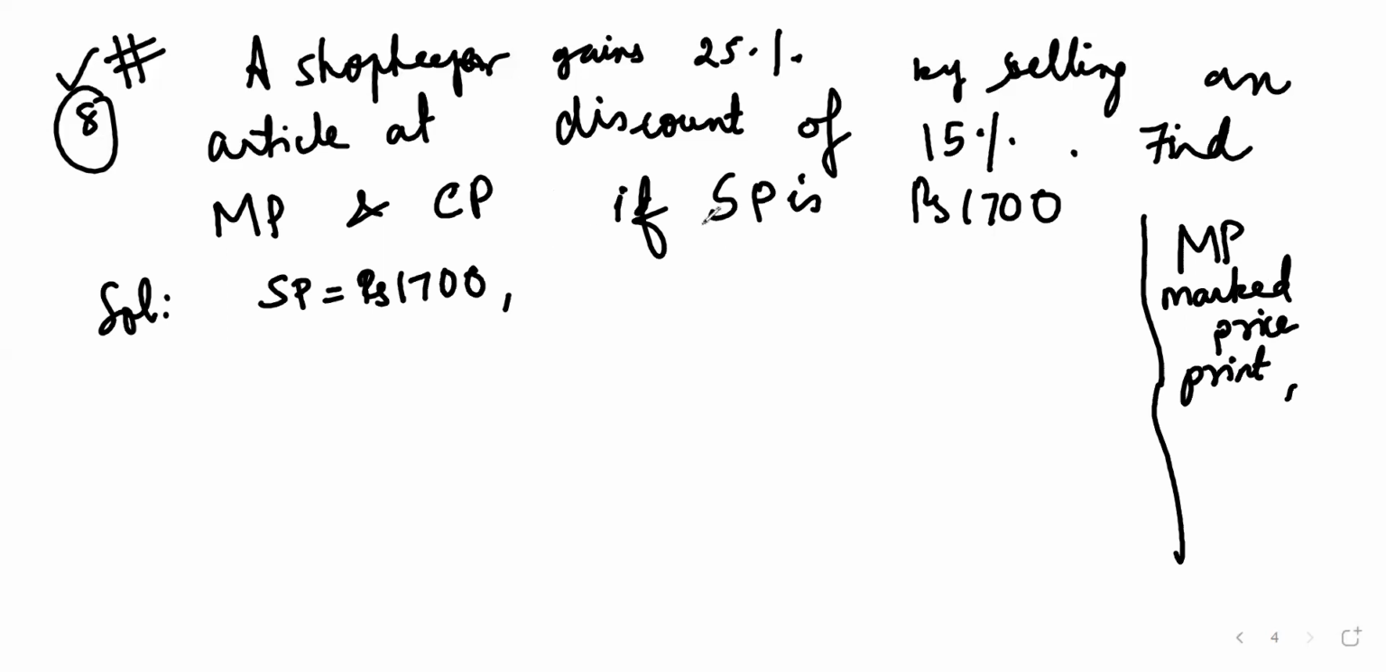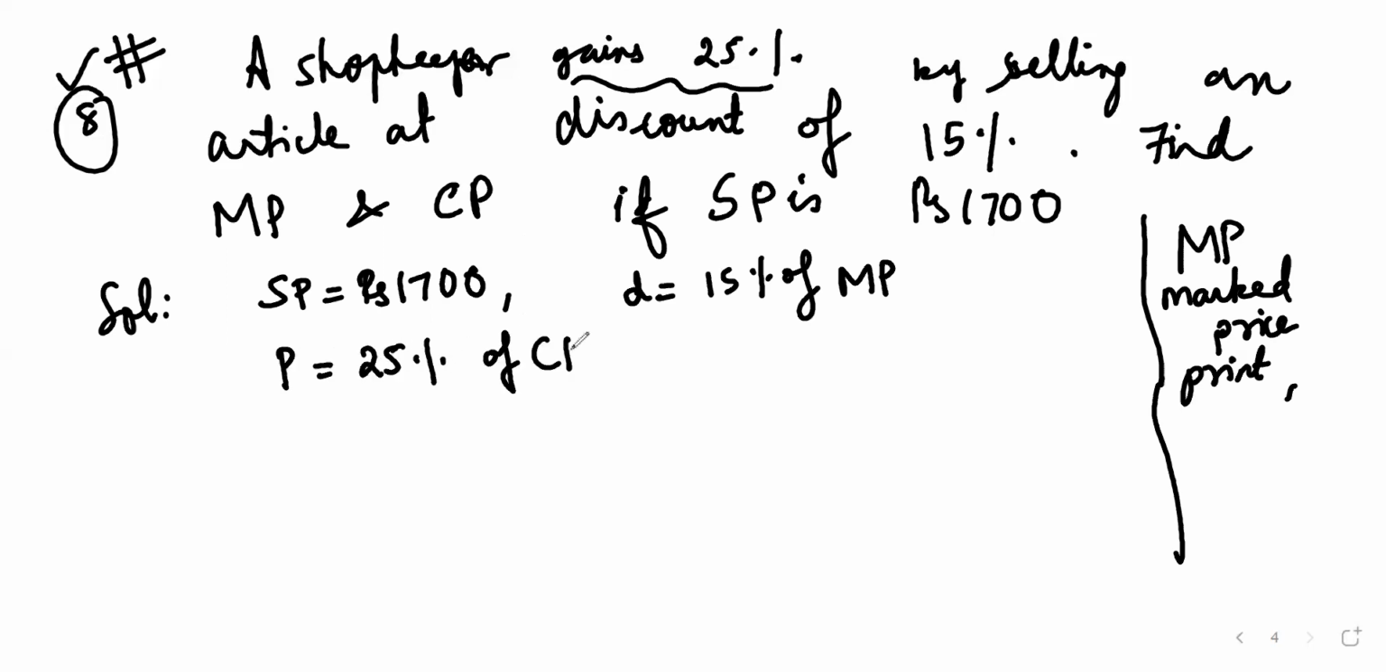Selling price is given. And what else is given? Discount percentage. D is how much? Discount will be 15% of. I told you discount is always upon mark price. Remember, discount is always computed upon the mark price. And profit is what? Profit means gain. Gains 25%, right? So profit is computed upon the cost price, 25% of the cost price. Okay. So now in this case, cost price we don't know. Mark price also we don't know. We'll take it step by step. We already saw the formula, isn't it? So when there is a profit, what will be the selling price? Selling price will be cost price plus profit.